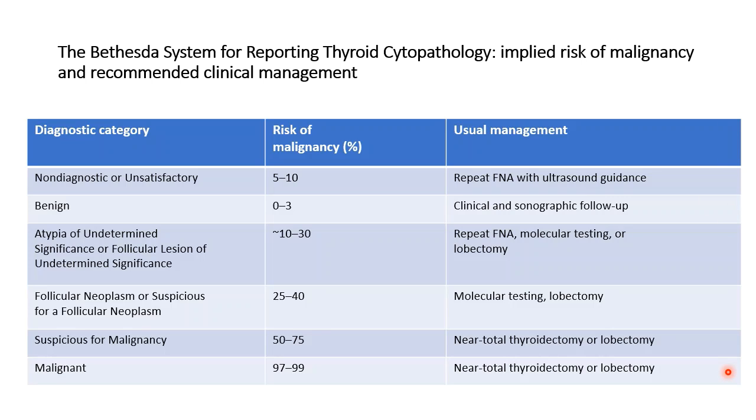So, for the benign category, follow-up is required. For non-diagnostic, you have to do a repeat FNA with ultrasound guidance. Molecular testing is required for AUS and FN or SFN category. And for suspicious for malignancy and malignant categories, near total thyroidectomy or lobectomy is required.